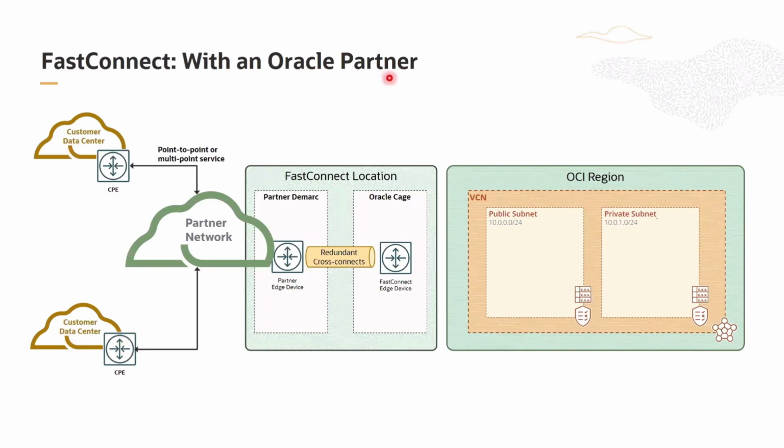Now, in the case of a partner, the partner has already established redundant cross connects with the FastConnect edge devices, and hence there is no need for any letter of authorization. So in this connectivity option, you need to work with the partner to provision the physical connectivity from your data center to the partner edge device.